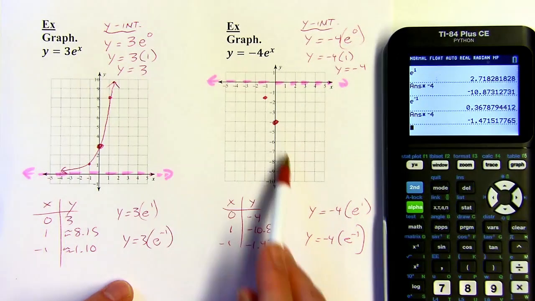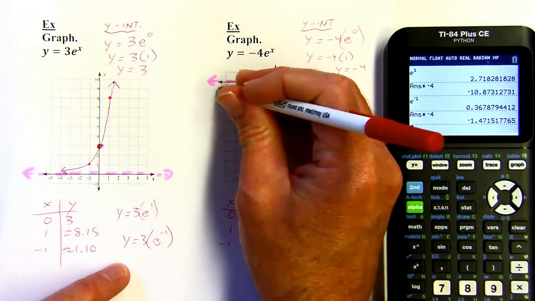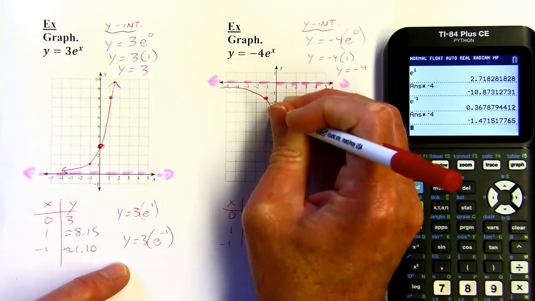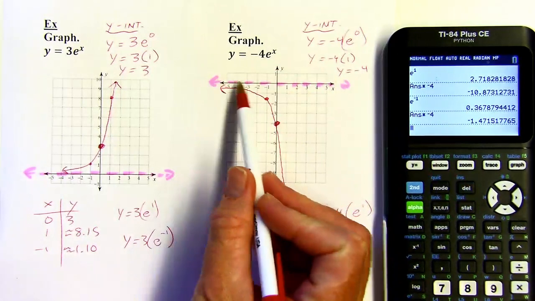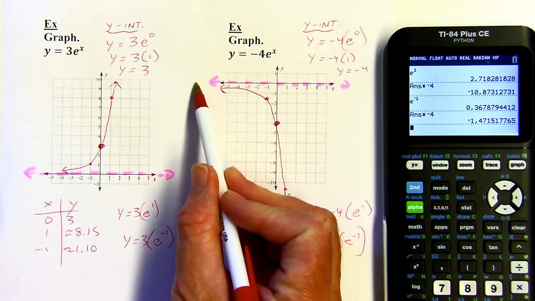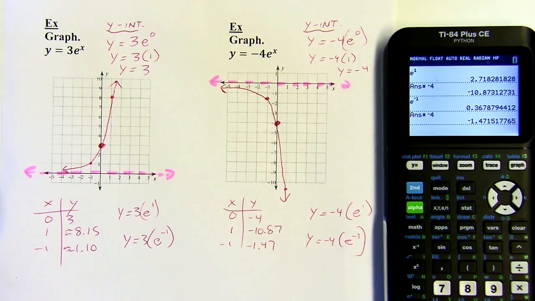It's going to be going downhill, and it's also going to be approaching that asymptote. So it's going to go something like this. The farther you get to the left here, the closer and closer your curve will get to the asymptote. Same thing over here. It'll get closer and closer, but it'll never quite touch the asymptote.